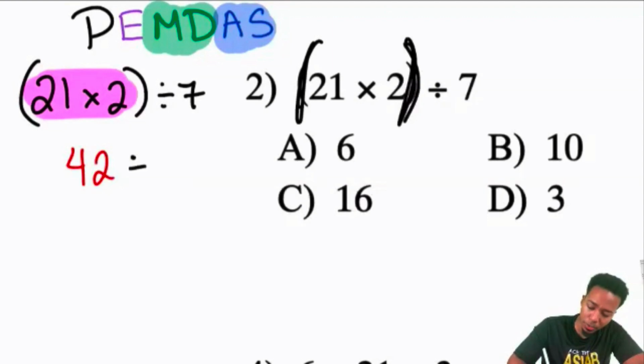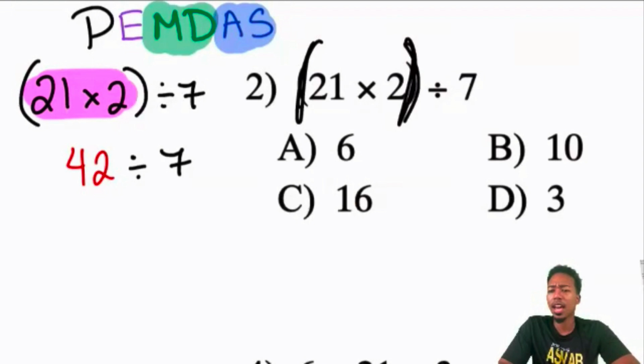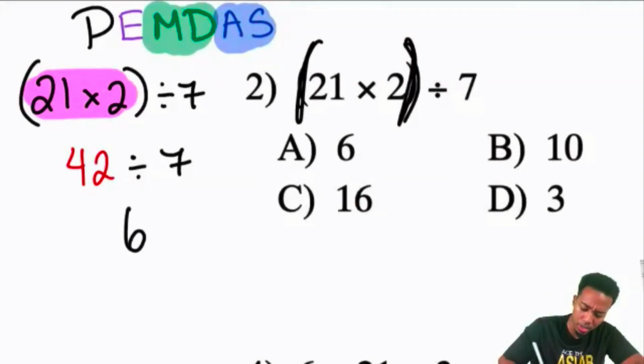And everybody help me out. What's 42 divided by 7? We should definitely have a good grip on our multiplication tables here, and that'll be 6.